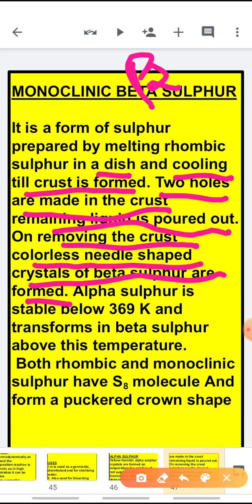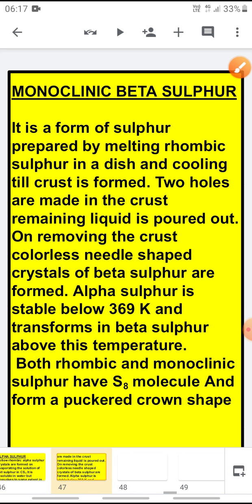Now children, you have to remember, alpha sulfur is stable below this temperature 369 Kelvin, and it transforms to beta sulfur if the temperature is above 369 Kelvin. So this temperature 369 Kelvin is called the transition temperature from alpha to beta. Now both rhombic and monoclinic sulfur have got the S8 molecule and the crown shaped structure.